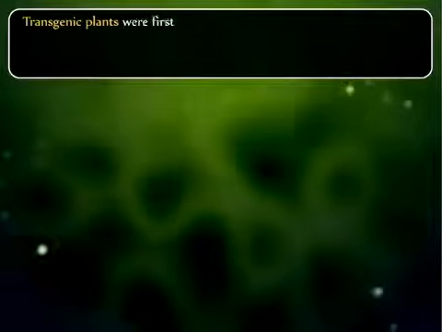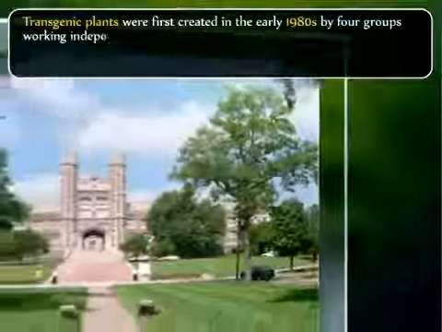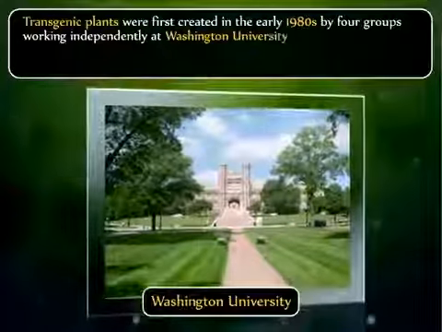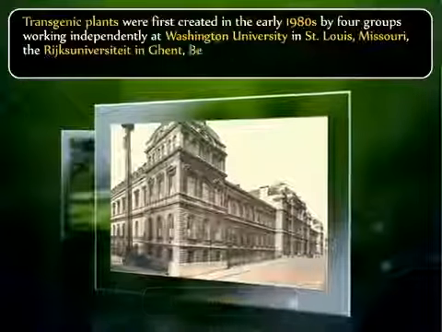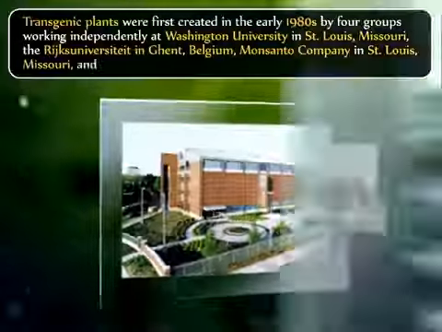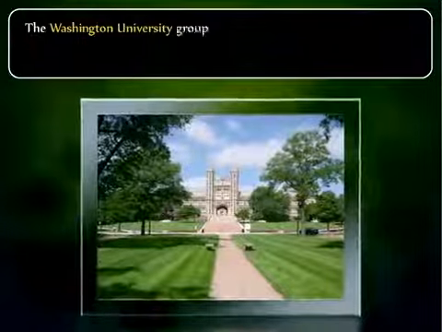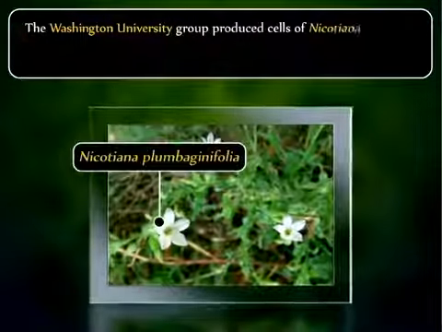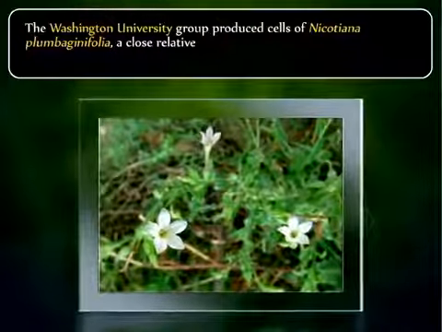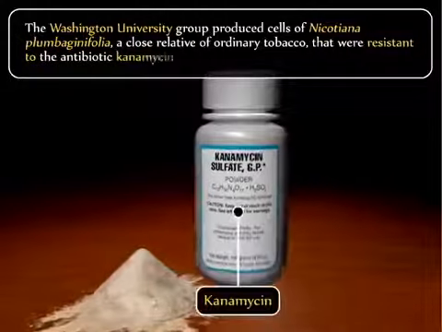Transgenic plants were first created in the early 1980s by 4 groups working independently at Washington University in St. Louis, Missouri, the Rijksuniversiteit in Ghent, Belgium, Monsanto Company in St. Louis, Missouri, and the University of Wisconsin. The Washington University group produced cells of Nicotiana plumbaginifolia, a close relative of ordinary tobacco, that were resistant to the antibiotic kanamycin.